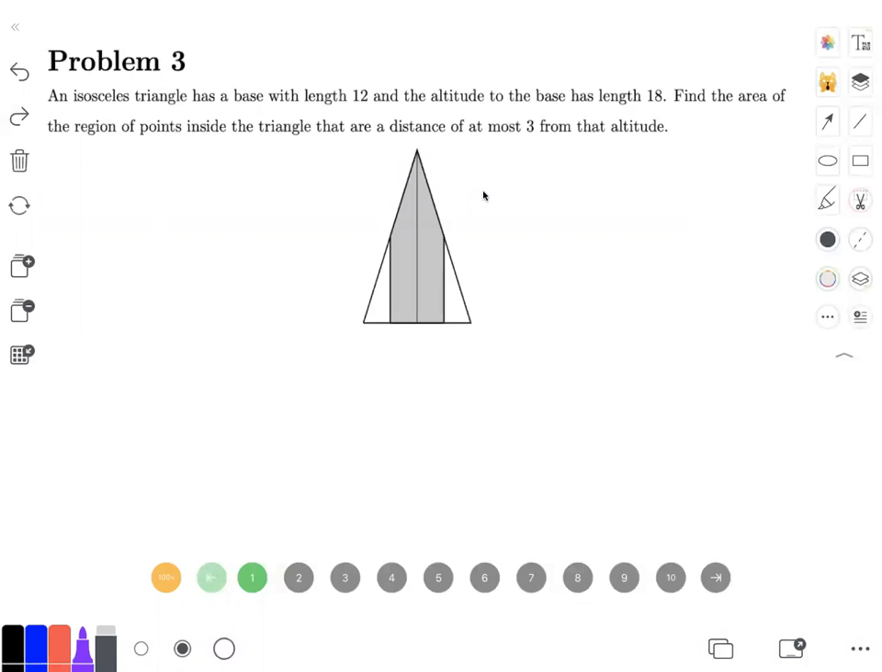Hello everyone, this is the third problem out of 30 of the 2022 Purple Comet Math Competition. Let's have a view of this problem.